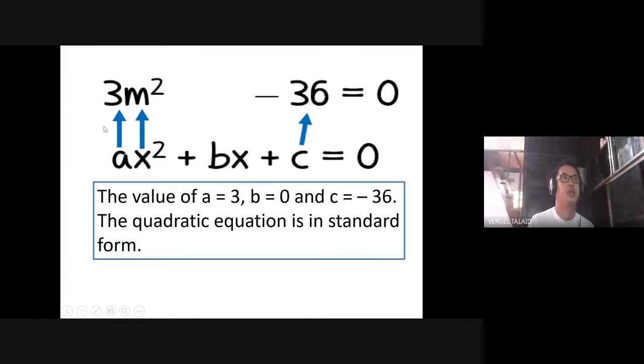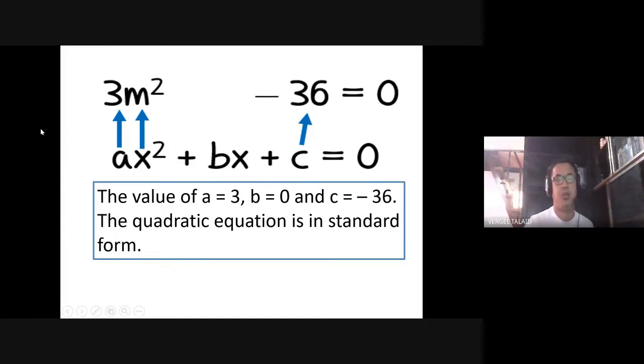And then another example is 3m squared minus 36. Still, this is a quadratic equation in standard form. But since we don't have the value of b here, our b is equal to 0. But our a is 3, our c is negative 36. Take note that it is okay if b is equal to 0. The same also with c. But a should not be equal to 0.